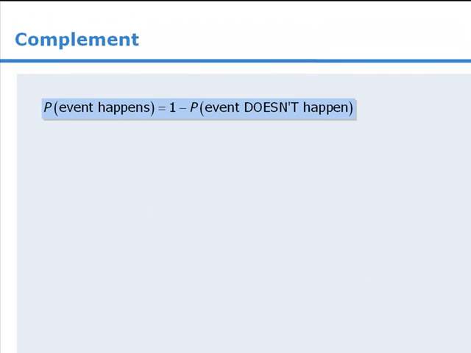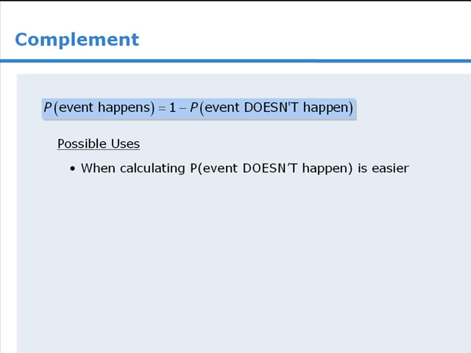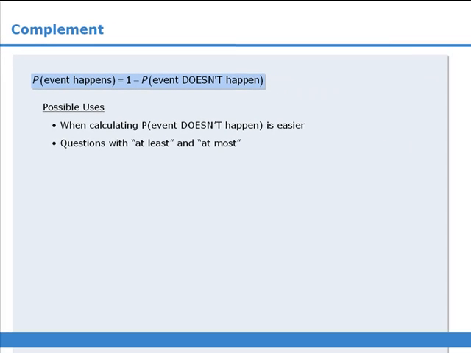Now in this lesson, we learned the importance of complements. They can be useful if you find that calculating the probability that an event does not occur is easier than calculating the probability an event does occur. Also, in questions involving at least and at most, you may find it beneficial to consider the complement of an event.